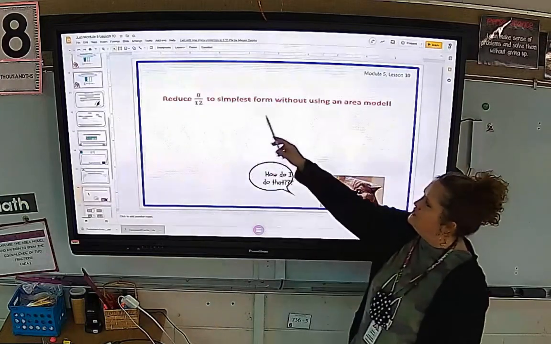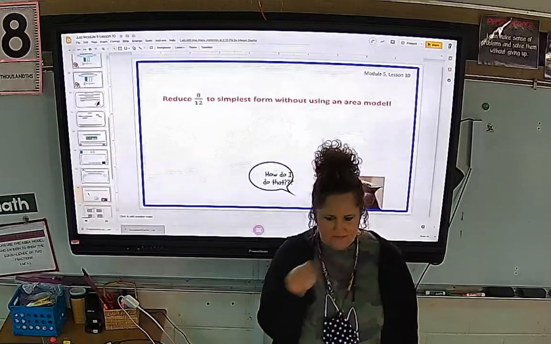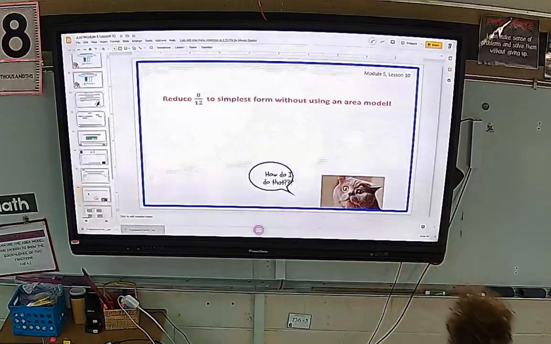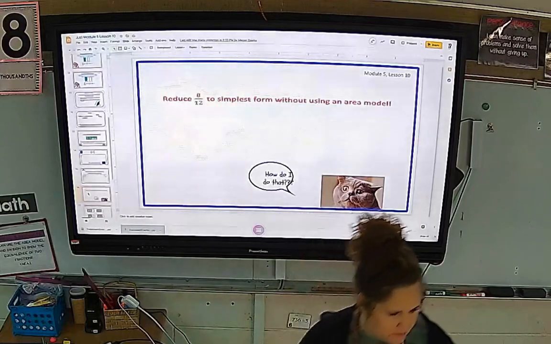Reduce 8/12 to the simplest form without using an area model. Now y'all created, we just used, this is the exact one we just put on the board. The simplest form would have been the one Will created where he divided by the biggest number we could possibly divide by. All right, whoever that is, grab it and put it away, please.